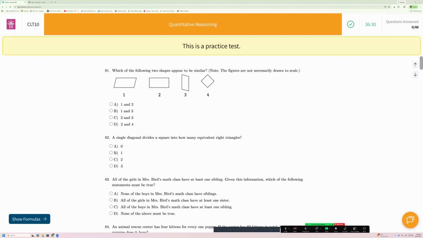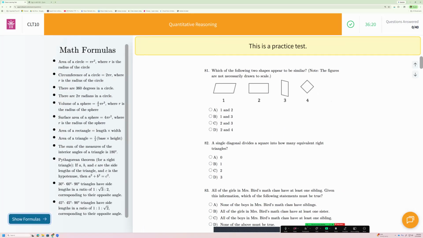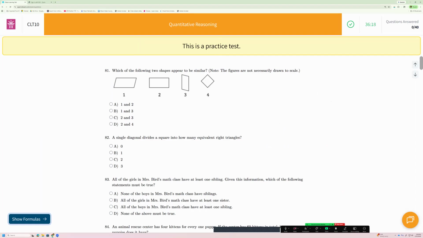So as you can see, this is a practice test. You want to see the formulas allowed? You click there, down, left, and hide. No calculators, so we have to do this by hand.